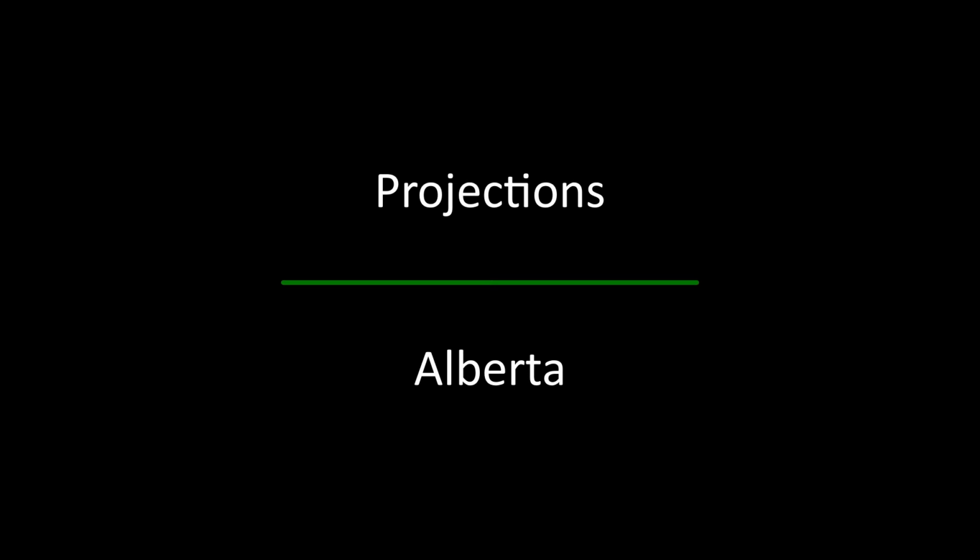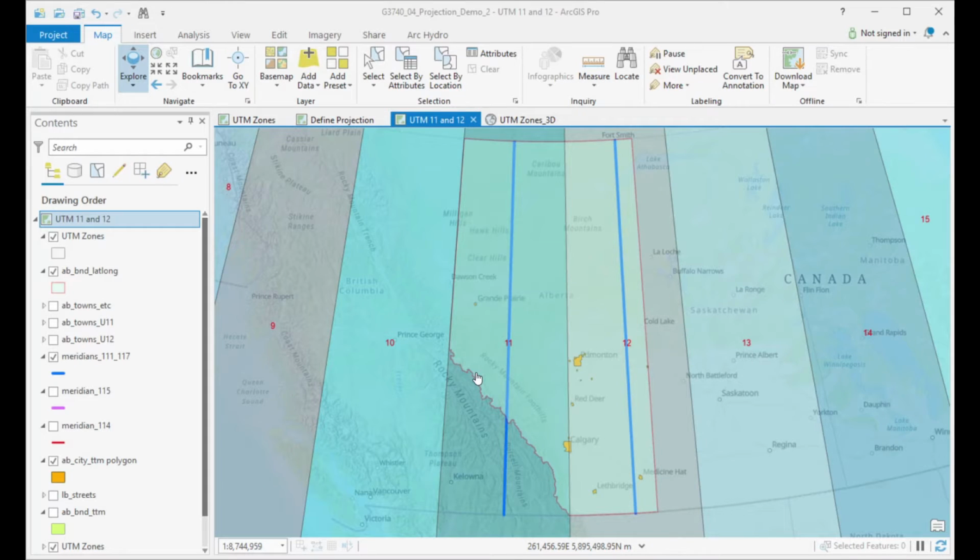Today we have a closer look at projections that are used in Alberta. When we zoom into Alberta, we can see that it's covered by UTM zone 11 and 12. So we only have to deal with two UTM zones, but we cannot use either of them to display the entirety of Alberta. Let's quickly zoom into zone 11 to look at some details.